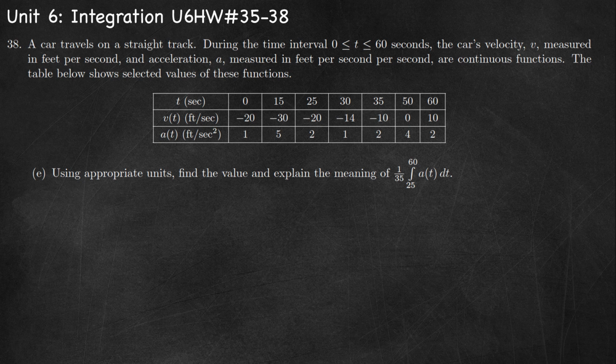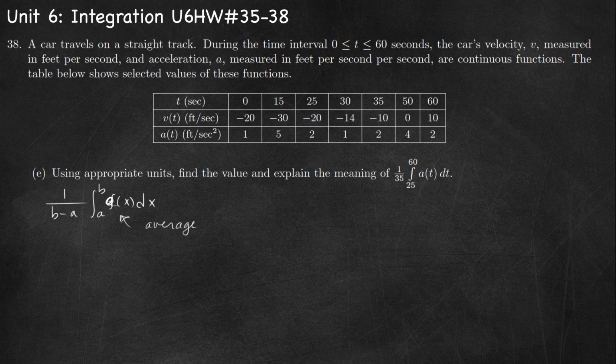And part E, using appropriate units, find the value and explain the meaning of 1 over 35 times the integral of a of t dt from 25 to 60. And note that the difference between 25 and 60 is 35. If we do 60 minus 25, we get 35. So this is the average value formula. The average value formula is 1 over b minus a times the integral from a to b of f of x dx. So here we have the average value of whatever function you have here, which is, in our case, a of t. So we're going to be finding the average.